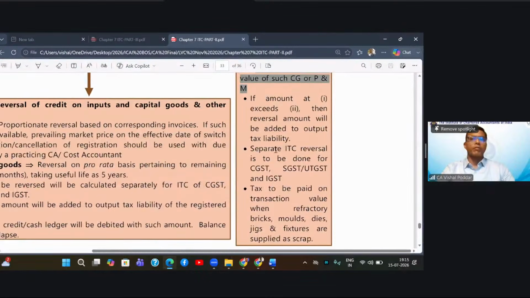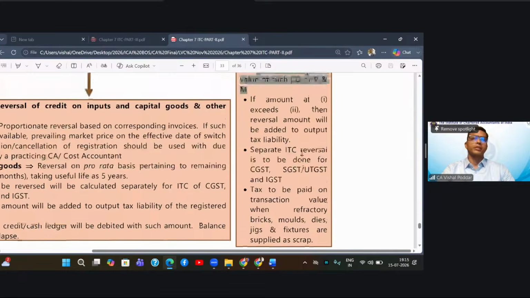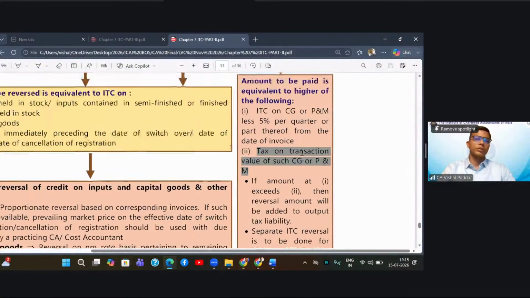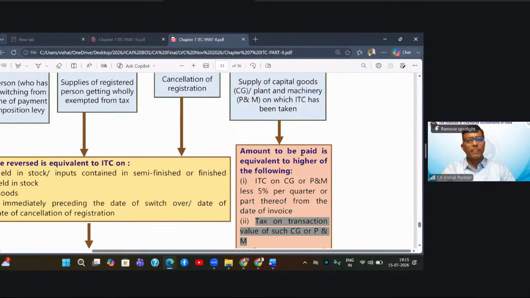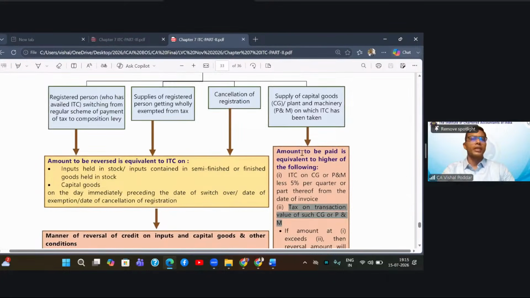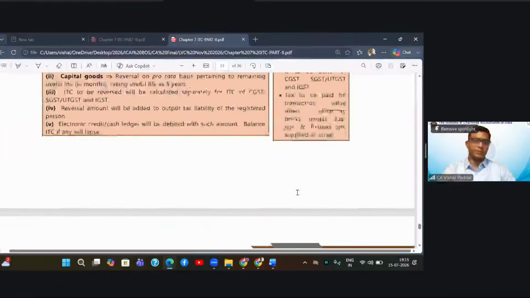Again, for calculating the ITC reversal amount, you have to do the calculation separately for CGST, SGST and IGST. And tax has to be paid on transaction value wherever refractory bricks, molds, dies, fixtures are supplied as scrap. So this is the provision relating to supply of capital goods or plant and machinery. So here on its supply or on its sale, you will have to pay higher of these two amounts.